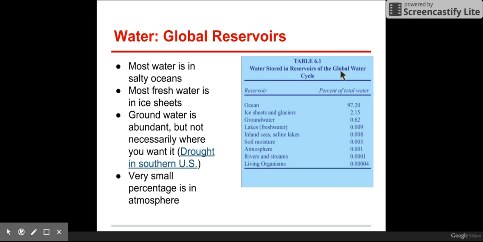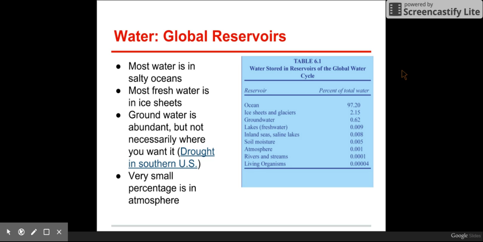As you can see in table 6.1 from your text, the ocean is by far the largest of these reservoirs, containing 97% of the water on the Earth. Glaciers and ice sheets are the second most common reservoir. You'll notice that, in fact, groundwater is the third largest reservoir. The problem being that it's not necessarily where you want it to be. Right now, for example, Vermont has plenty of water in the ground, whereas California doesn't have enough. There's a pretty big drought going on there right now.